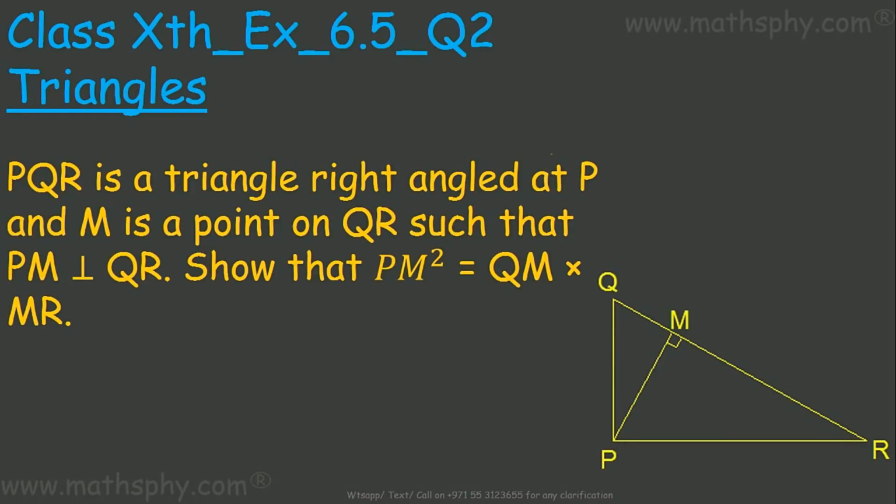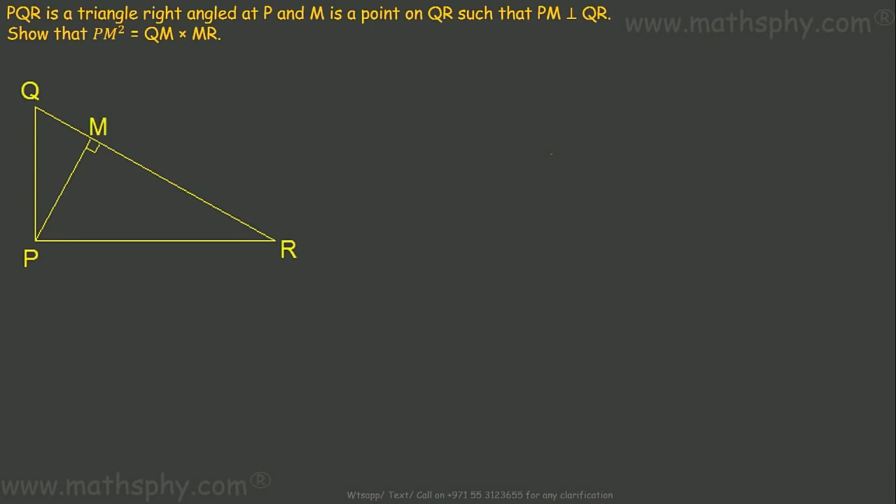This question says PQR is a triangle right angled at P. PQR is a right triangle, right angled at point P. And M is the point on QR such that PM is perpendicular to QR. PM is perpendicular to QR means this angle here and this angle here are both 90 degrees. Show that PM square is equal to QM into MR.